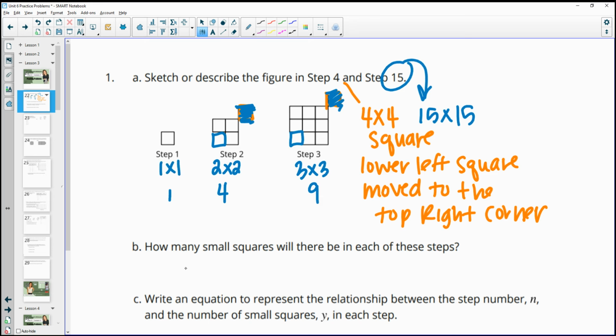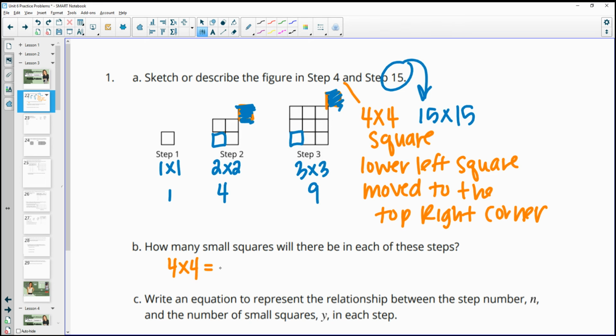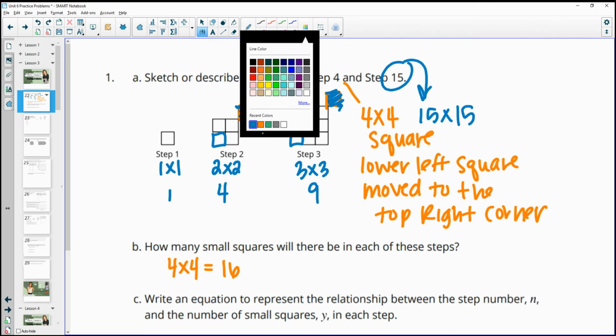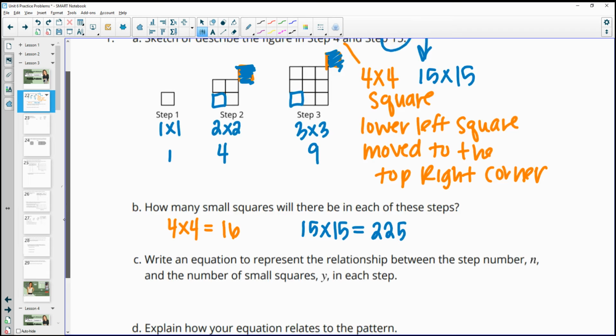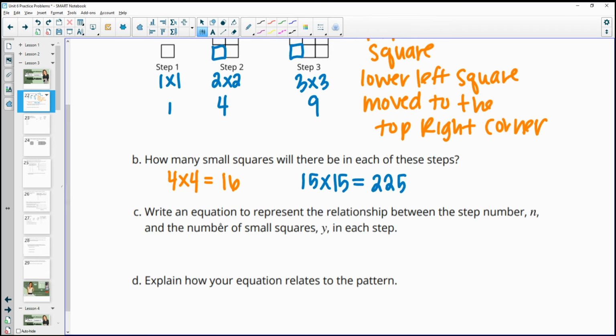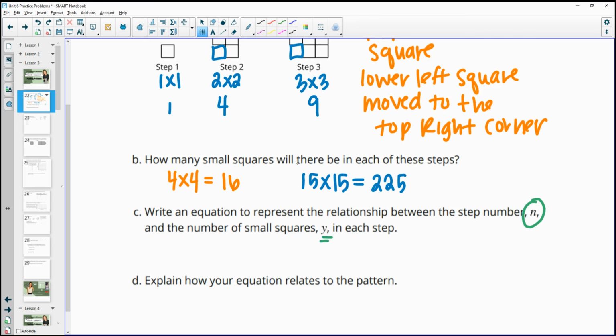So then that 4 by 4 in step 4 is going to have 16, right? Because we'll really just have a 4 by 4 square and have 16 squares. And then in the 15th stage, we'll have a 15 by 15 square, and that'll give us 225 of those small squares. Then it wants us to write an equation of the relationship between the step number, n, and the number of squares, y. And so if we think of replacing this step number with an n, then this should be an n by n square.